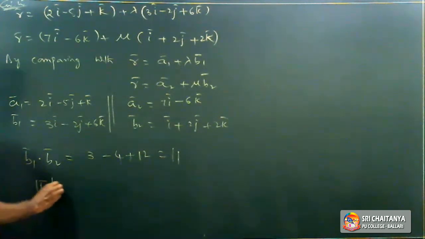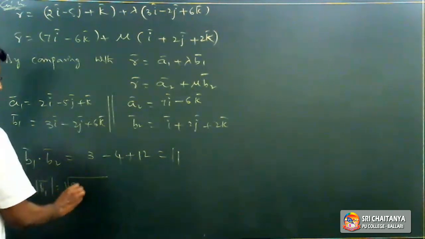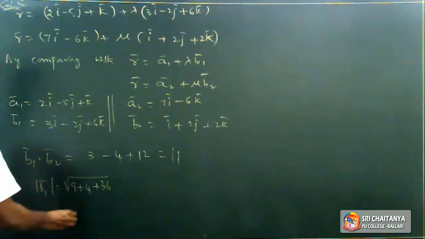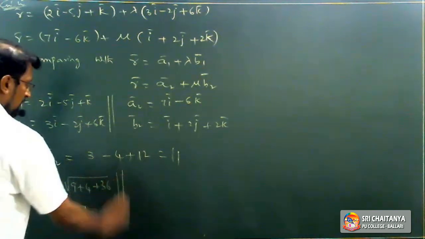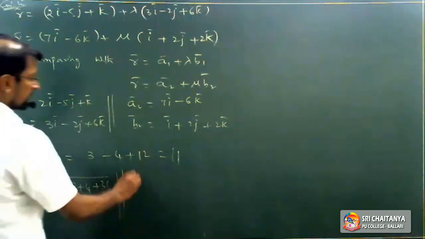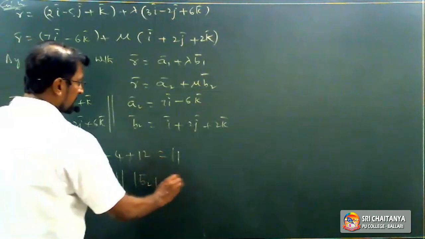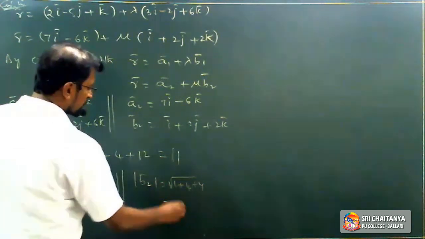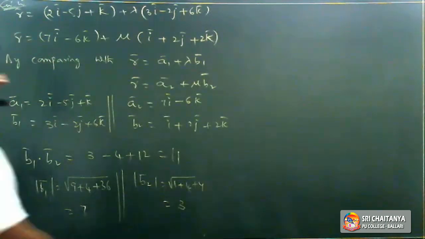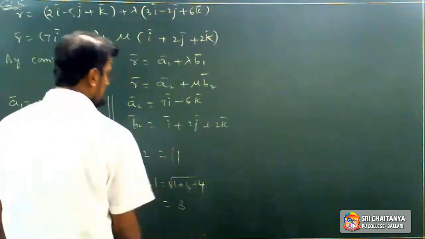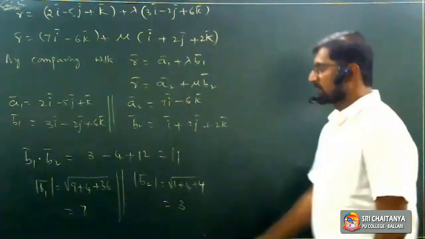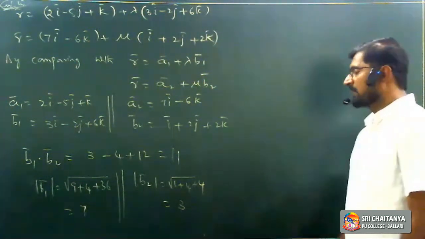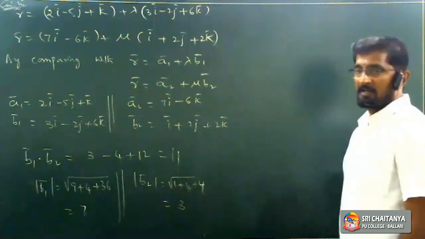Now find the magnitude of B bar. Mod B1 bar is equal to root of 9 plus 4 plus 36, which is equal to root of 49, called 7. Now magnitude of B2 bar is equal to root of 1 plus 4 plus 4, root 9, whose value is equal to 3. I hope you understood. Magnitude of B1 bar is 7 and of B2 bar is 3.